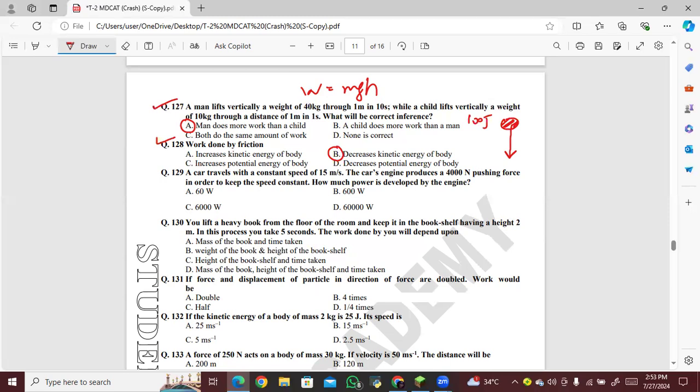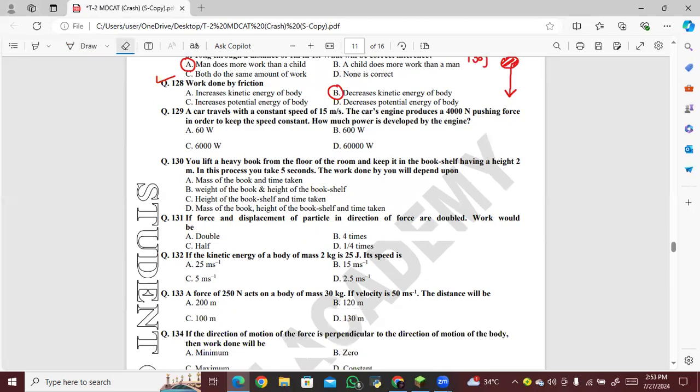Question 129. A car travels with constant speed of 15. The car engine produces 4,000. How much power? So the power is F dot V. Just multiply these two values, 4,000 into 15. It's 60,000. That is E.